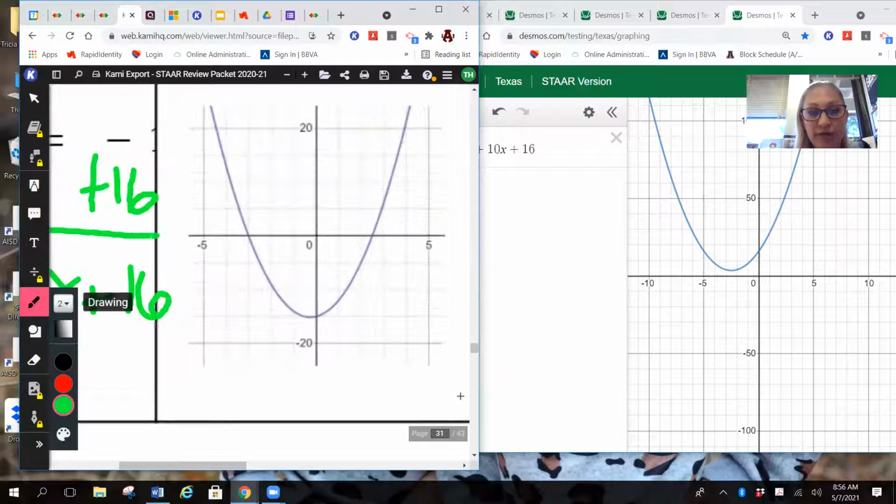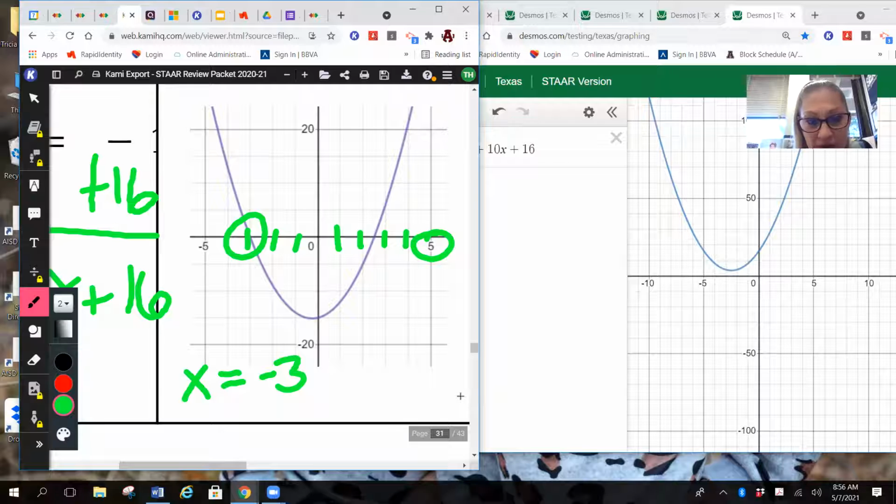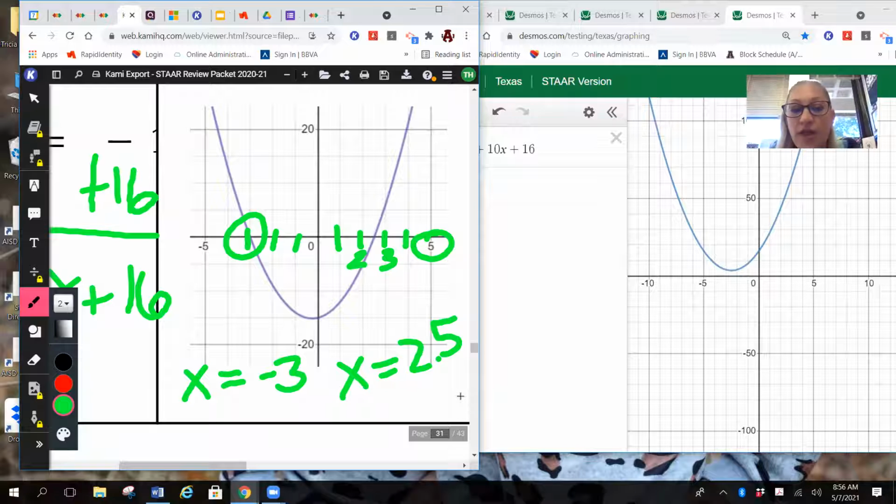When you're given a graph, and that's 5, we just count the lines. So this one crosses perfectly at -3. And then this one looks like it's at a number between 2 and 3. So I'll go 2.5. Remember, this is multiple choice, and it will have the answer that you need to select.